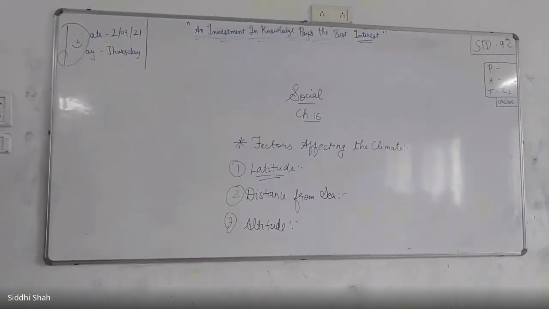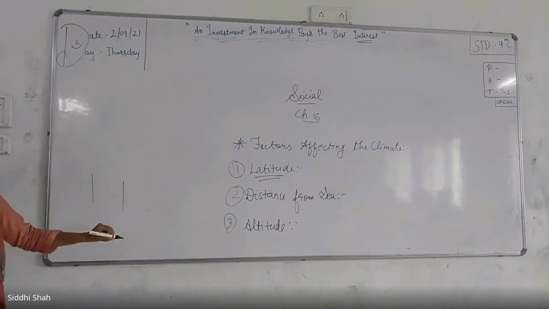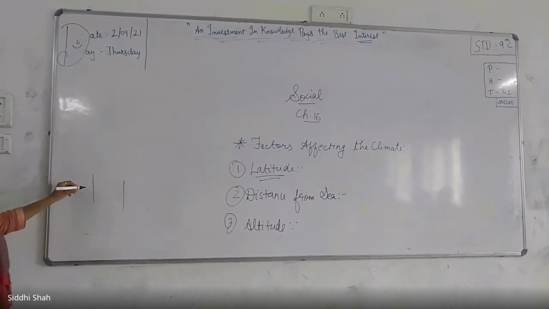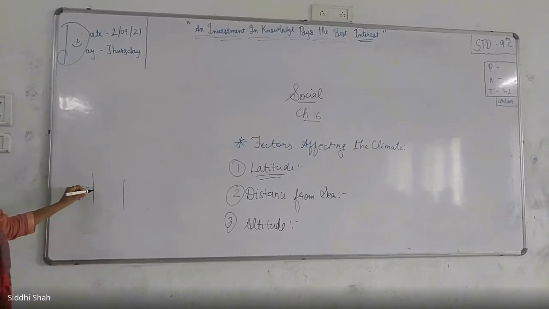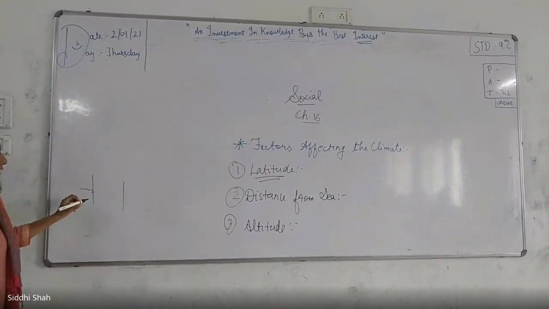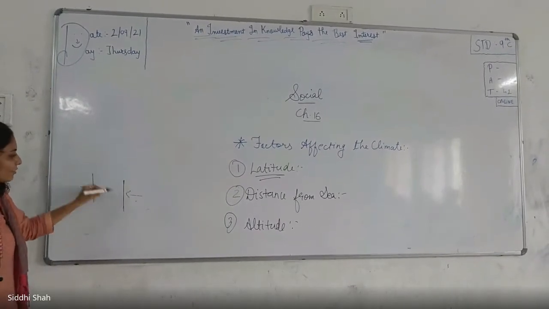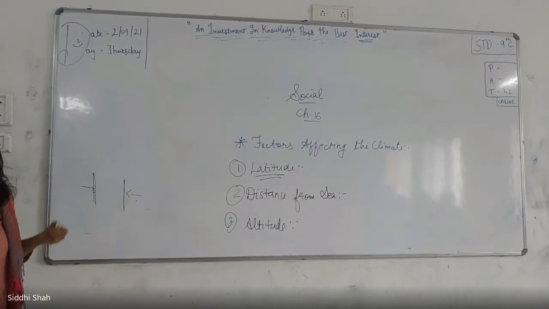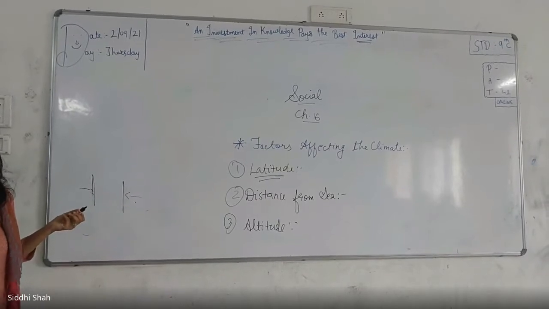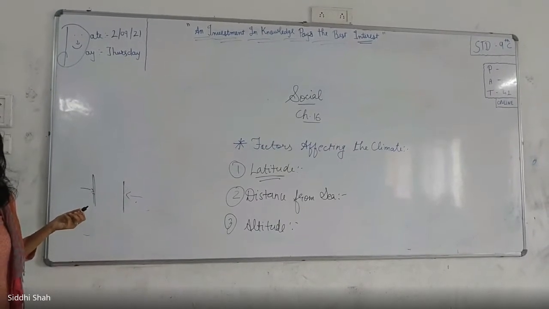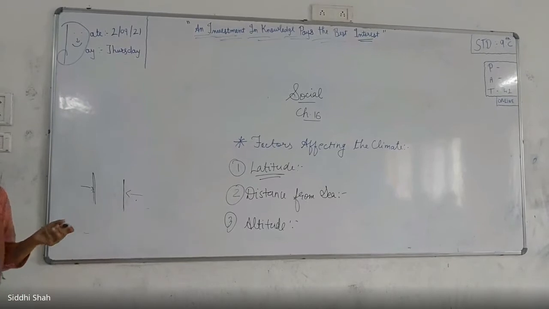Okay? So, elevation means dividing two parts. I am giving example: Ahmedabad, Baroda. In between some elevation will be there. Elevation means what? Two poles.